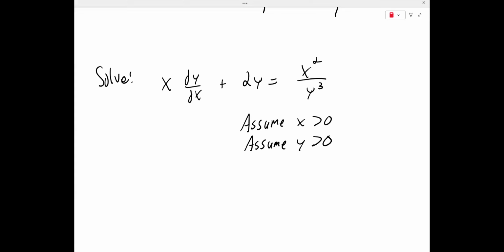Divide through by x, right? Divide through by x to get rid of it in front of here. So then you get dy/dx. We're assuming x is greater than 0, so there's no division by 0 problems here. Plus 2 over x, y equals, and that becomes just x. I'll write it like this maybe, x y to the -3rd.